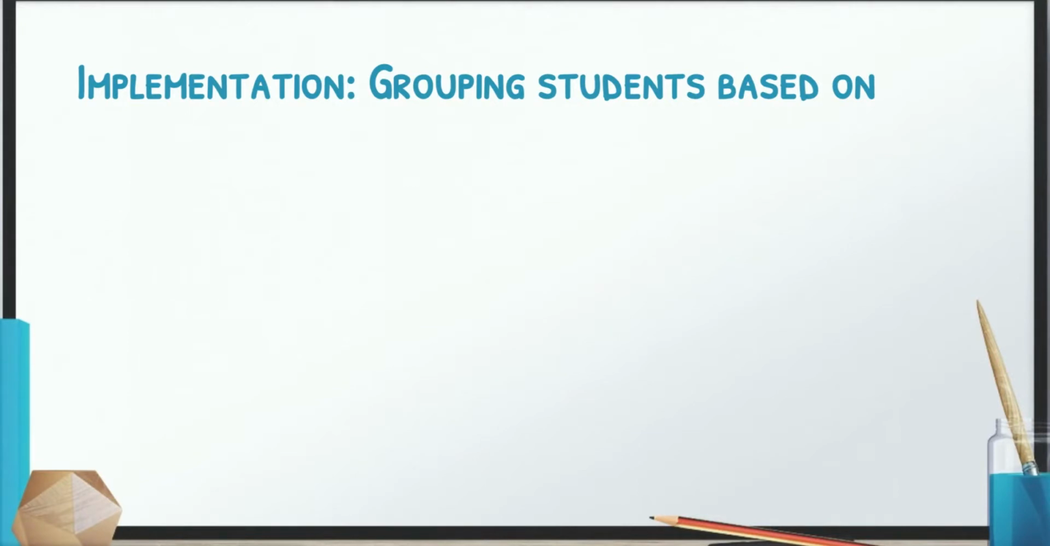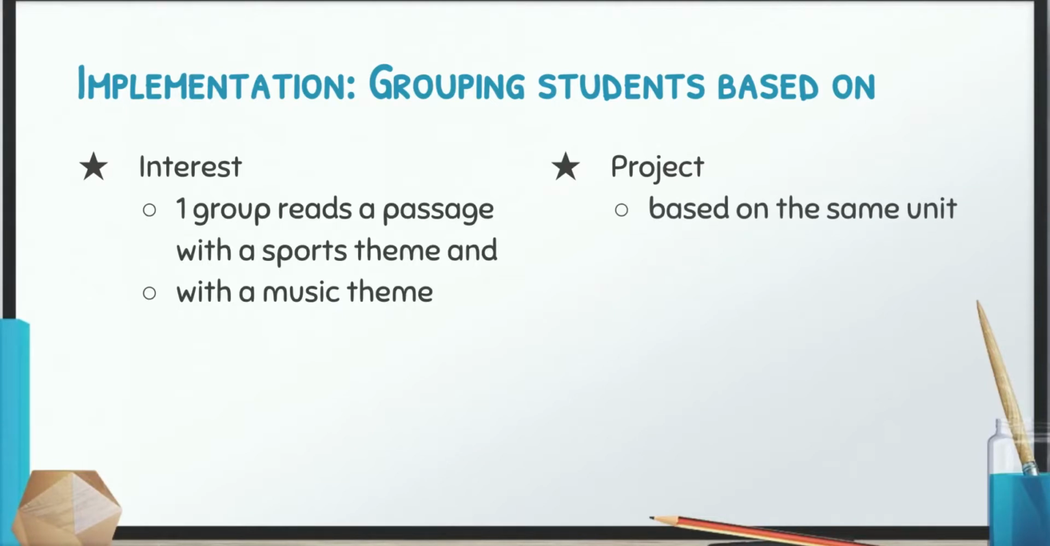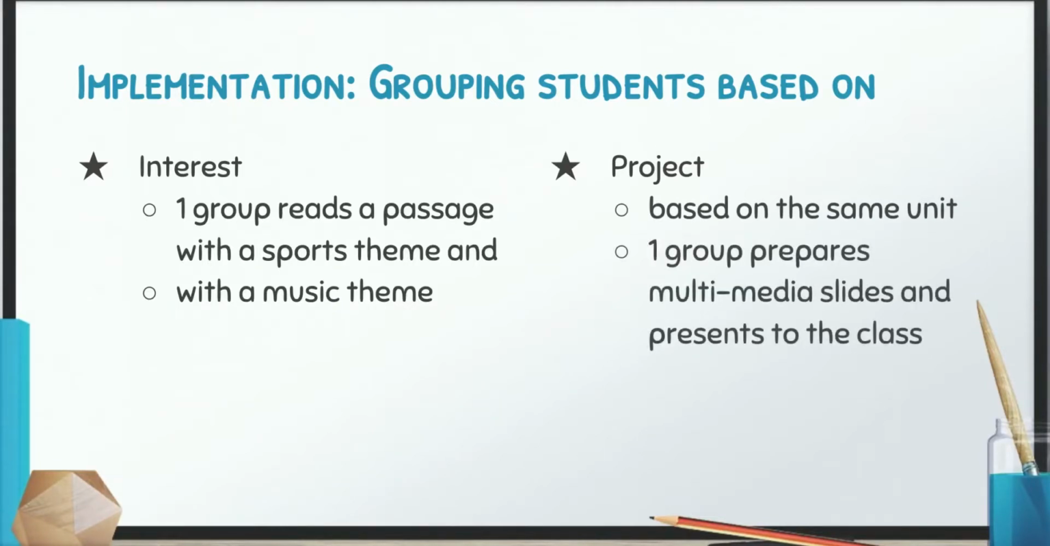Here's an example of implementing parallel teaching. Grouping students based on interest, where one group reads a passage with a sports theme and the other with a music theme. Or grouping students based on the project. So using the same unit, one group prepares multimedia slides and presents to the whole class, while the other group writes a skit about the topic and presents it. We can even offer choice for students, depending on their interest or the project that they choose to complete.